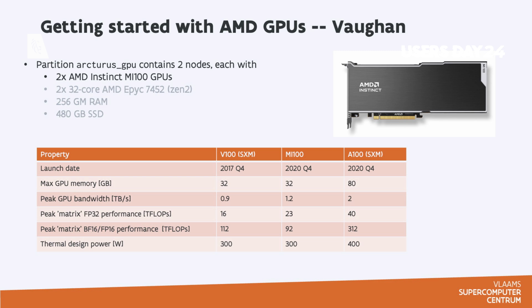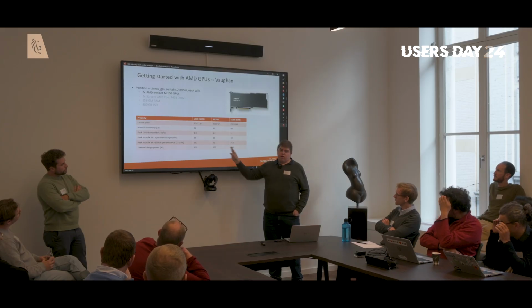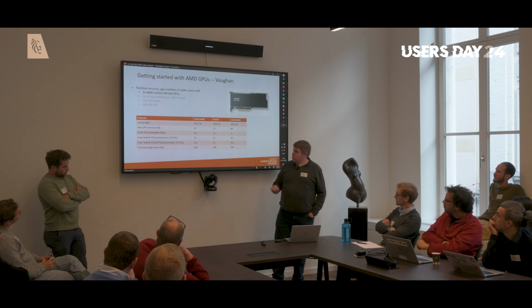Just for a quick comparison with 2 types of NVIDIA GPUs. Keep in mind the release dates, so it's not a clear comparison. The Volta GPUs were released in 2017. The Ampere GPUs were released in 2020. And you see the MI100, which is a mid-range card, kind of hovers in between those.